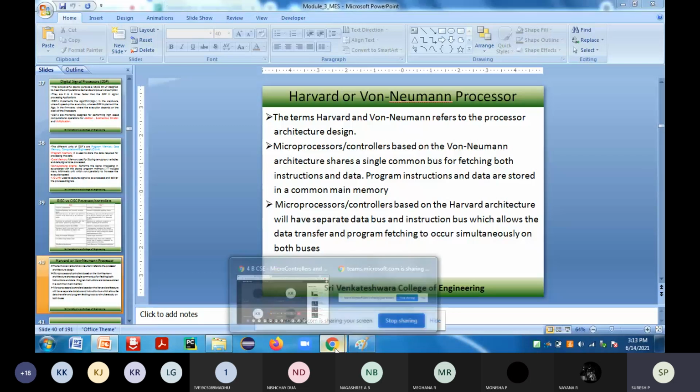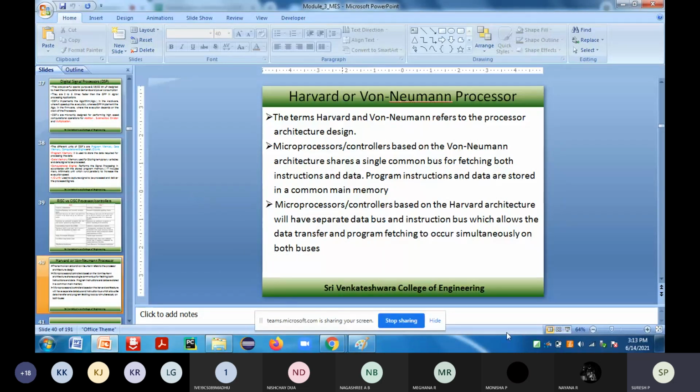Anyhow, I think some part you have learned in your morning class. Now, in this class, we are going to discuss the difference between the von Neumann and Harvard architecture of the microprocessor. You have already gone through this, so we are just going to brush it up from the syllabus point of view. That's it, nothing else. Now, the difference between Harvard and von Neumann architecture with respect to processor architecture design.